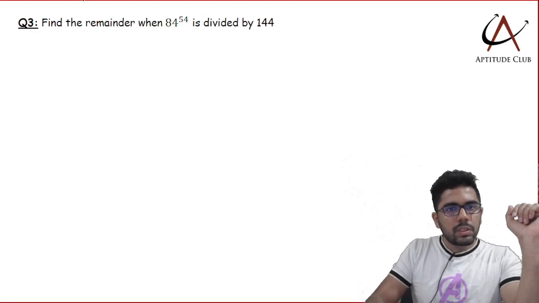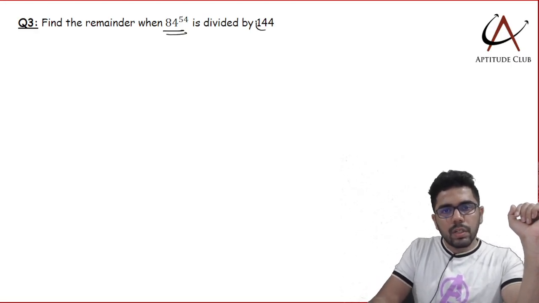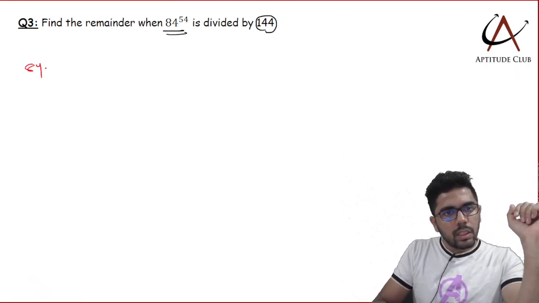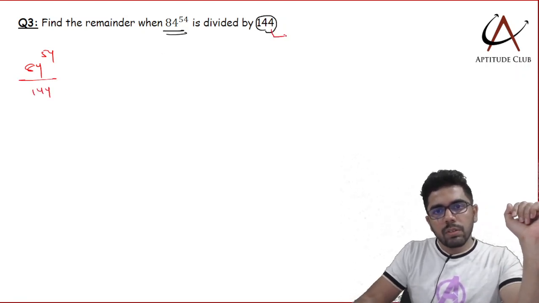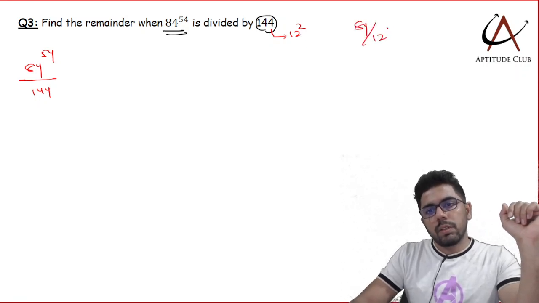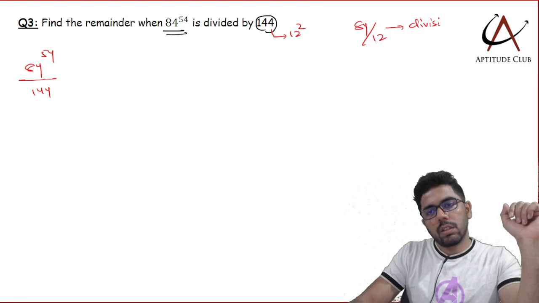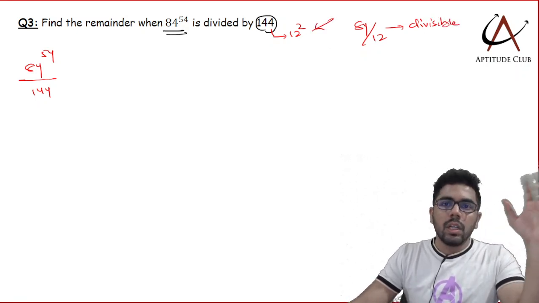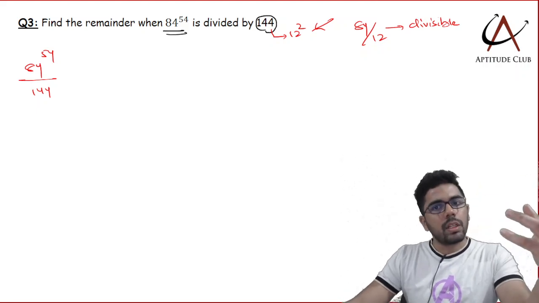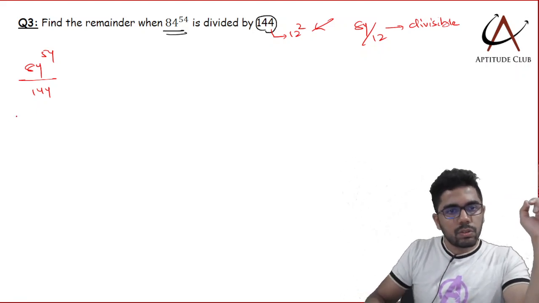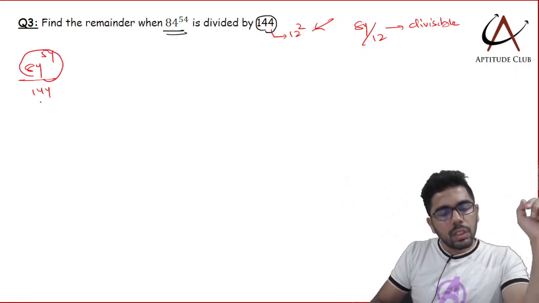Same logic, question number 3: 84 to the power 54 divided by 144. This is a little tricky. The moment you look at 144, this is 12 square. Now 84 is divisible by 12, okay. But if the denominator or divisor has 12 square, if you want a number to be divisible by 12 square, then you need two 84s, because you are dividing 84 to the power 54 by 144.